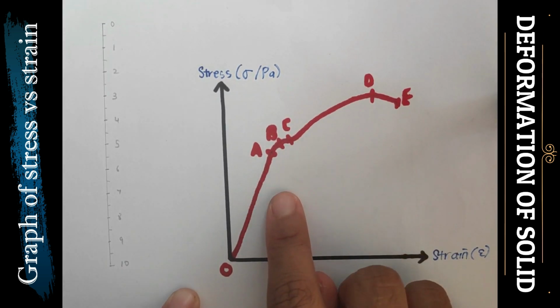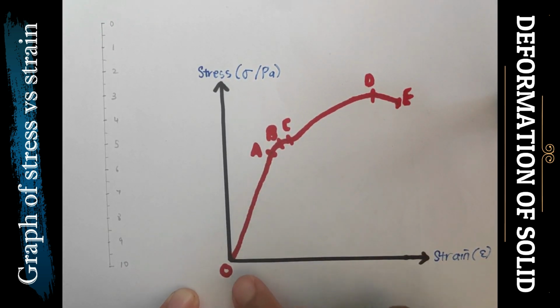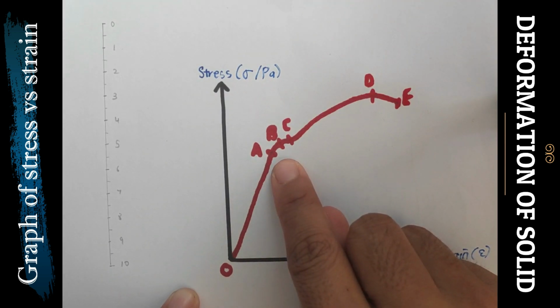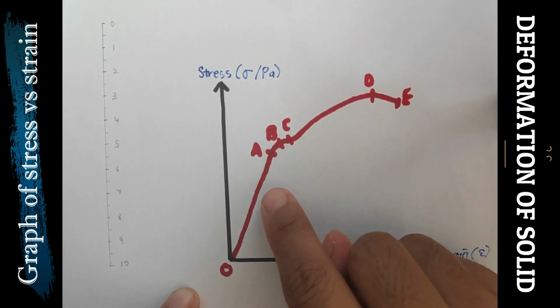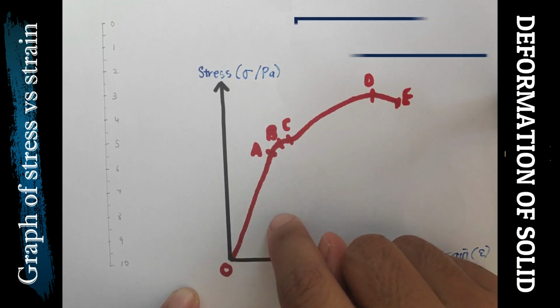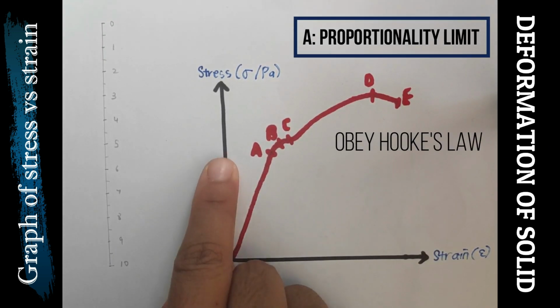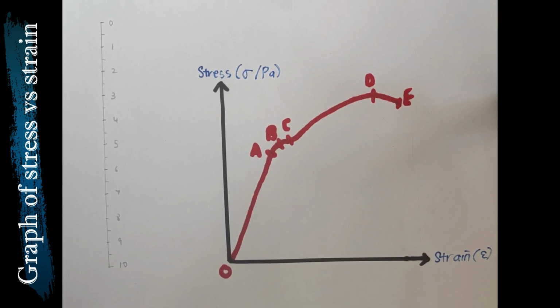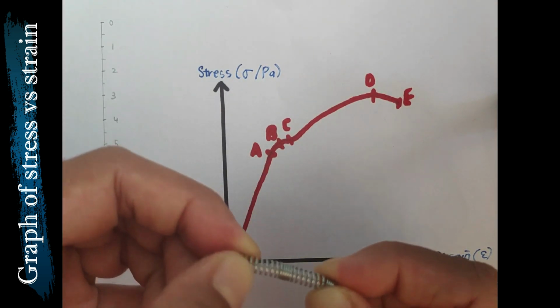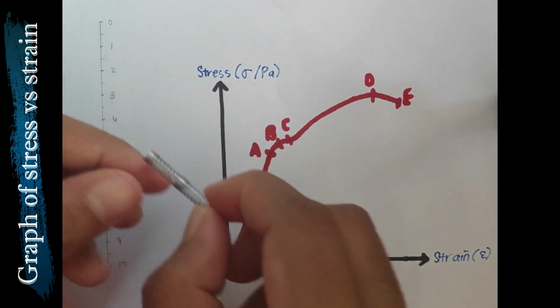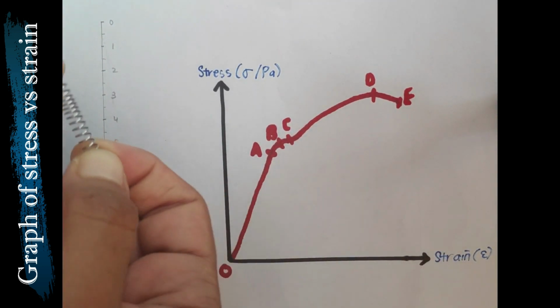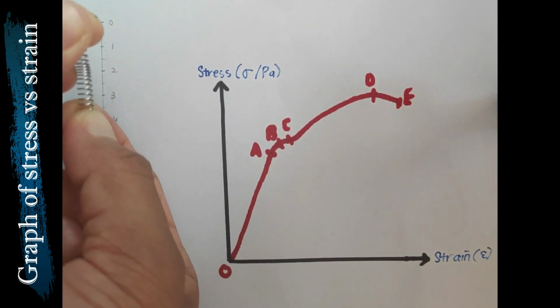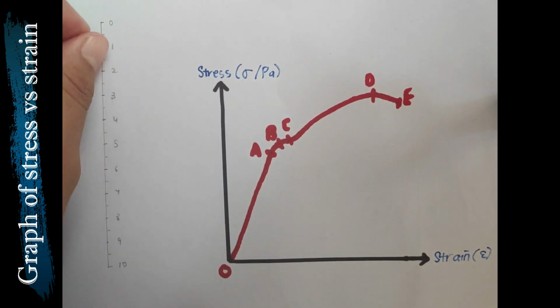From the graph, we can see that in the region from O to A, the curve is linear. In this region, Hooke's law is obeyed, where stress and strain are directly proportional. That is, when I increase the force, the length of the spring increases. If I pull it, it will go beyond 2.5, but if you remove the force, it will go back to its original length, which is 2.5.